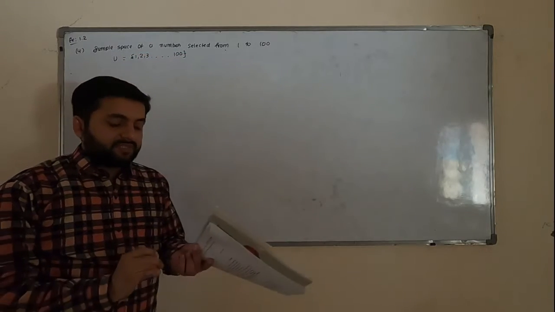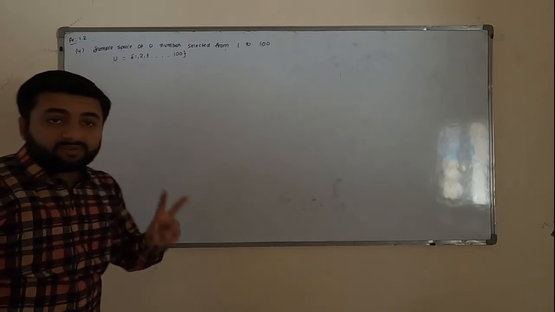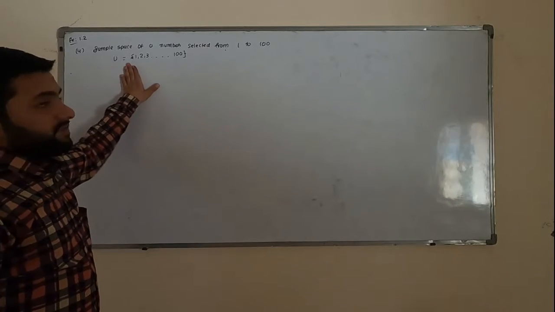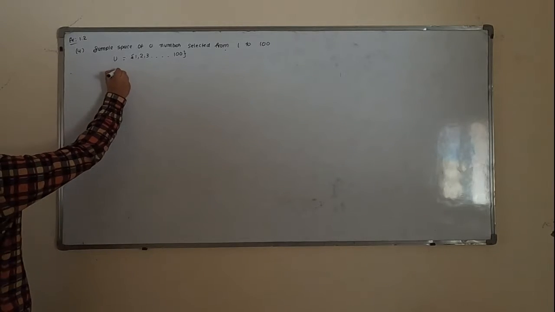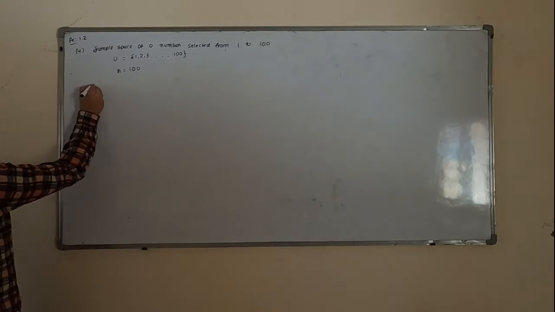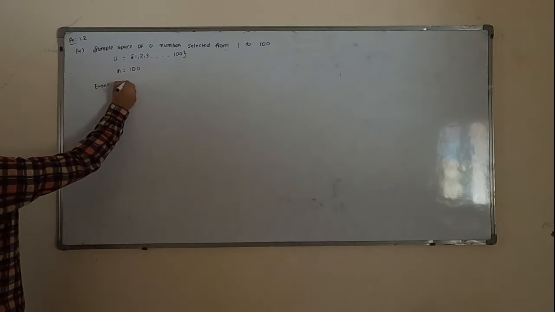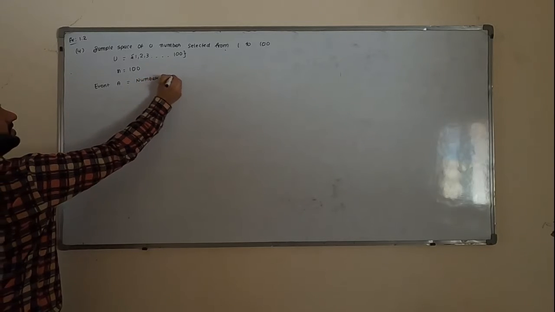When we want to select only one number, all will be written only one time. If you want to select two numbers, then 1,2; 1,3; 1,4 in the same way. But here we have to select only one number, so 1, 2, 3 and so on. Okay, so n will be equal to 100. Now directly, event A is that the number is divisible by 7.